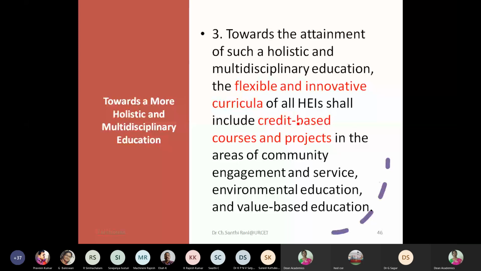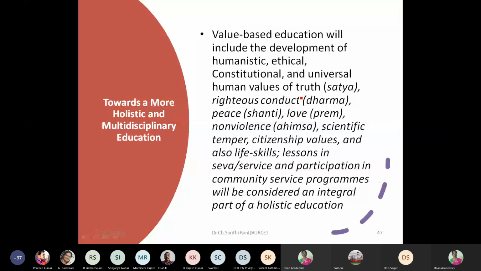Towards the attainment of such holistic and multidisciplinary education, the flexible and innovative curricula of all higher educational institutions shall include credit-based courses and projects, right? So we have to add, even if it is a project course, of course we are familiar with the credit based courses, okay? And value based education is also going to take place here. So value based education means satya, dharma, shanti, prem, ahimsa, like that. Scientific temper, citizenship values, all these we are going to teach as part of holistic education.